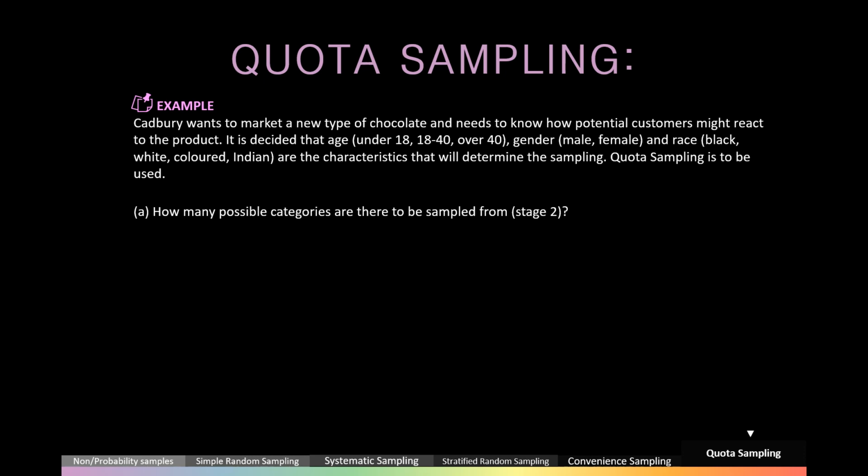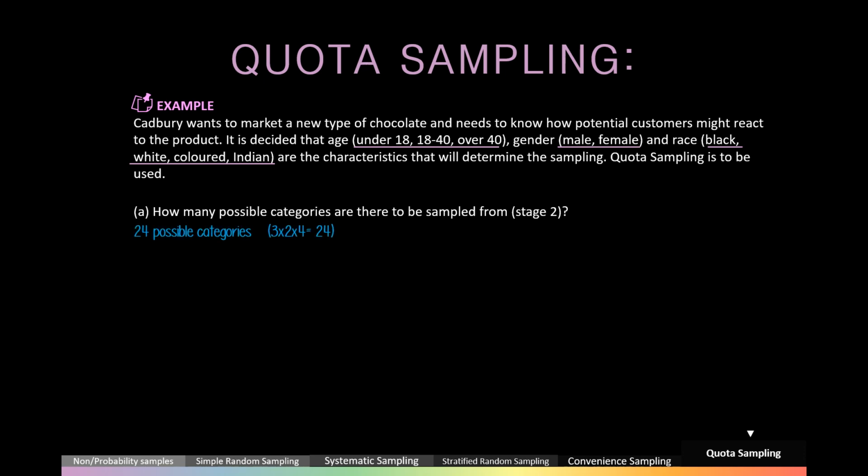The first way is to physically go ahead and cross-classify and list out all of the categories. However, if you're working with many characteristics of importance and each characteristic has many groups within it, I would recommend using this method, where you count the groups for each characteristic. For age, we have under 18, 18 to 40, and over 40, so that's 3. For gender, we have males and females, that's 2. And for race, we have black, white, colored, and Indian, so that's 4. So we have 3, 2, and 4, and if you multiply this, you would get 24 possible categories.